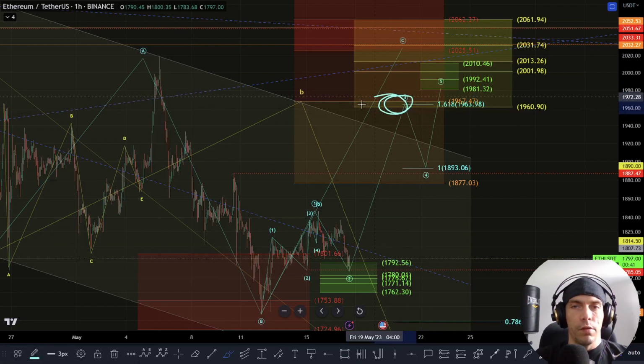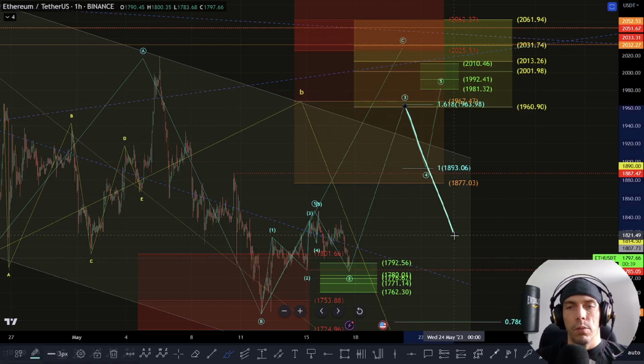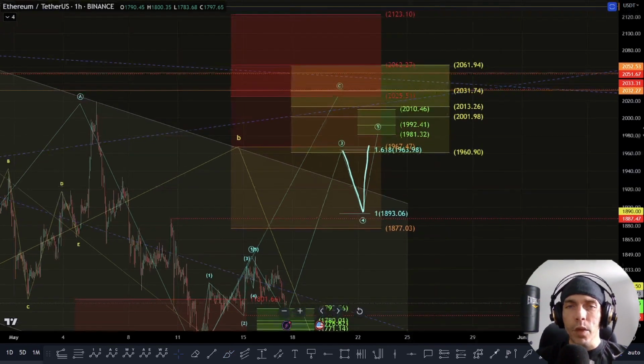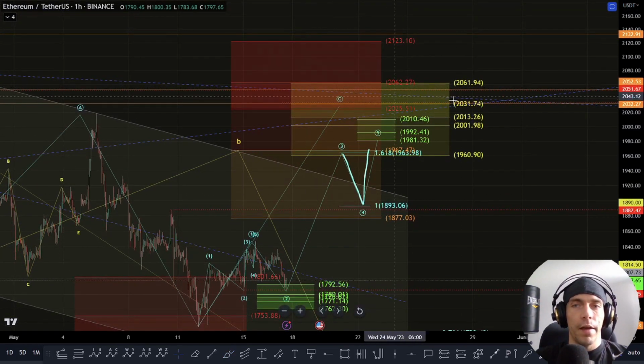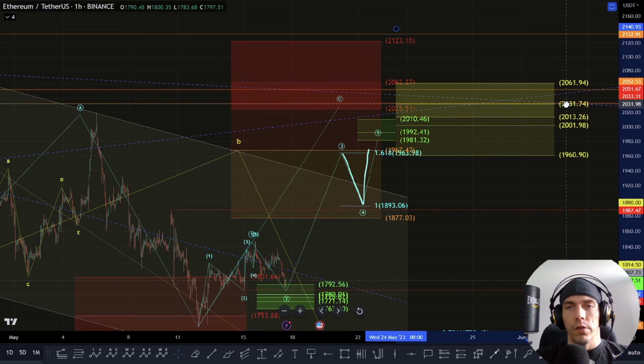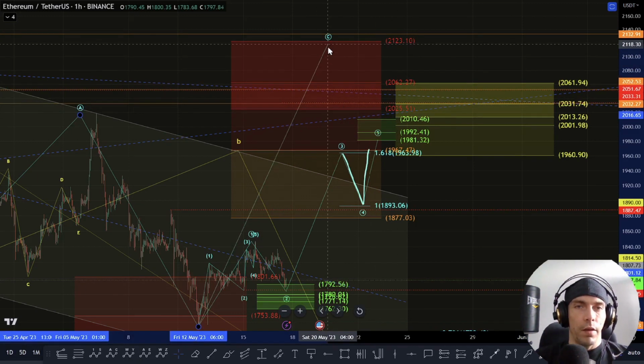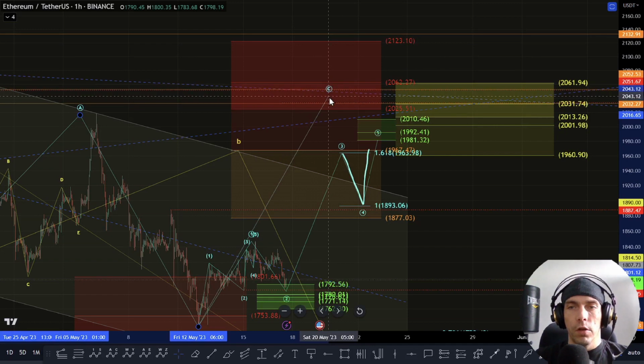And if we do get up into these zones, whether we actually reject from this point and we get something like a truncation in this fifth wave where we look to push up and we don't quite reach this higher target. However, if it does look to push up higher, then we have some key ranges that I'm looking at. So this top end of the red box here, this 2025 to this 2123 would be a typical expanding flat area that it looks to target out.